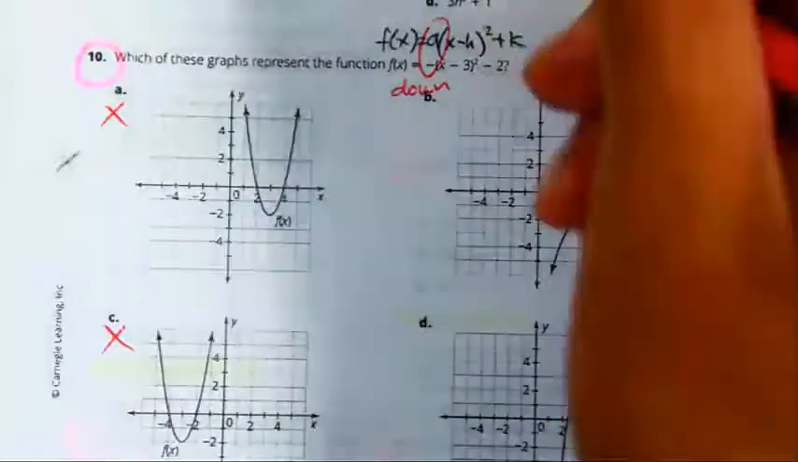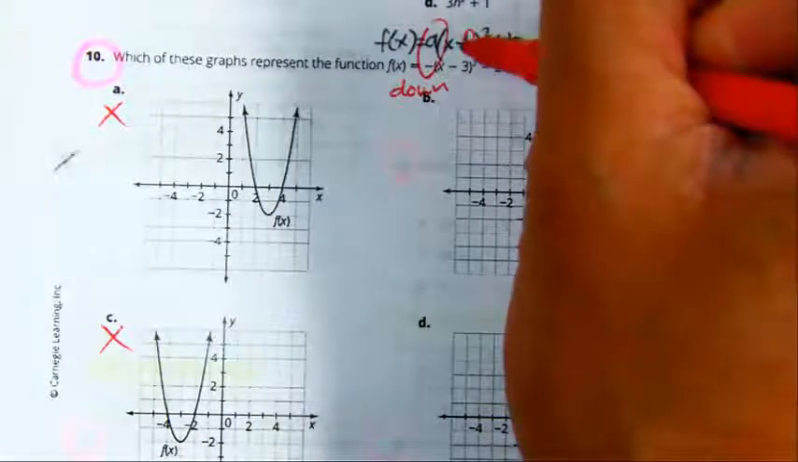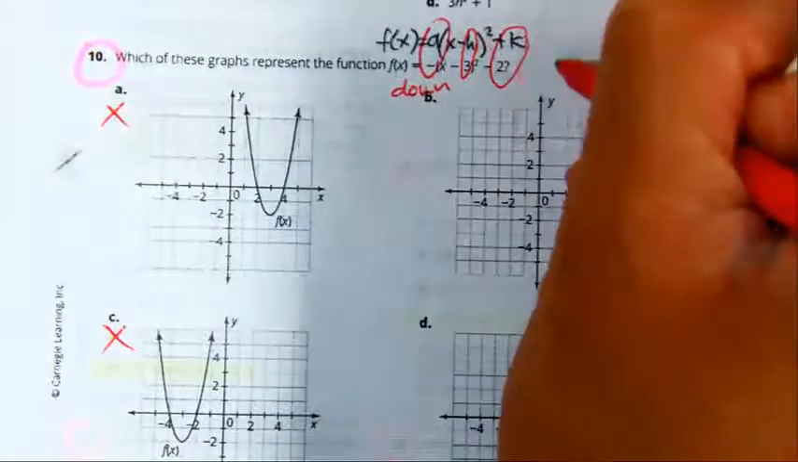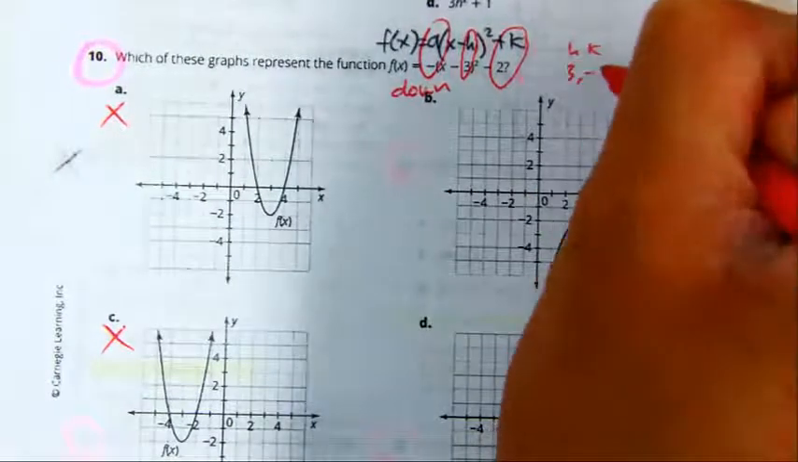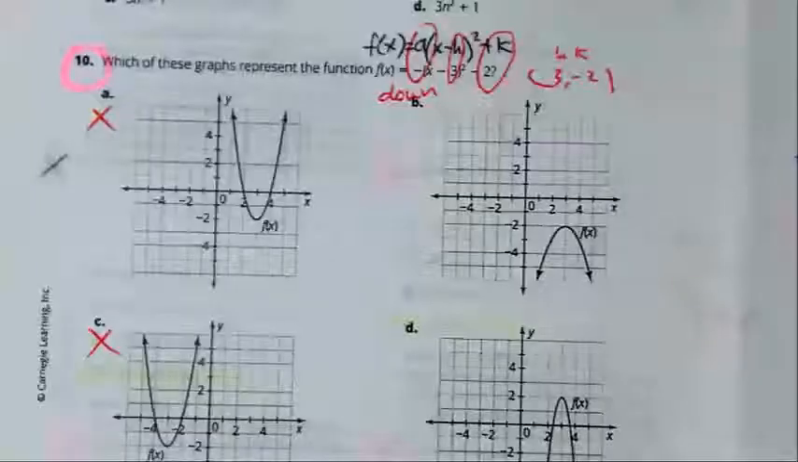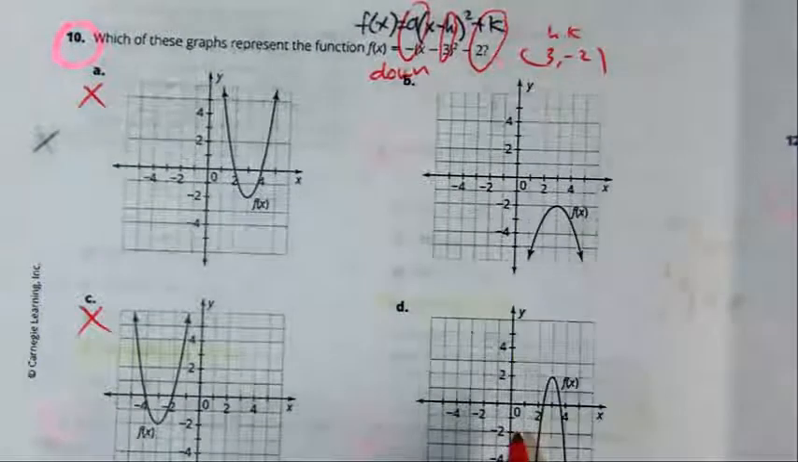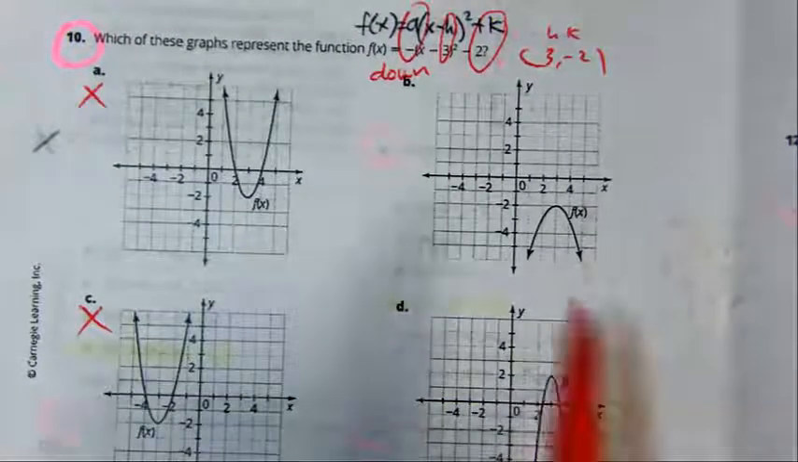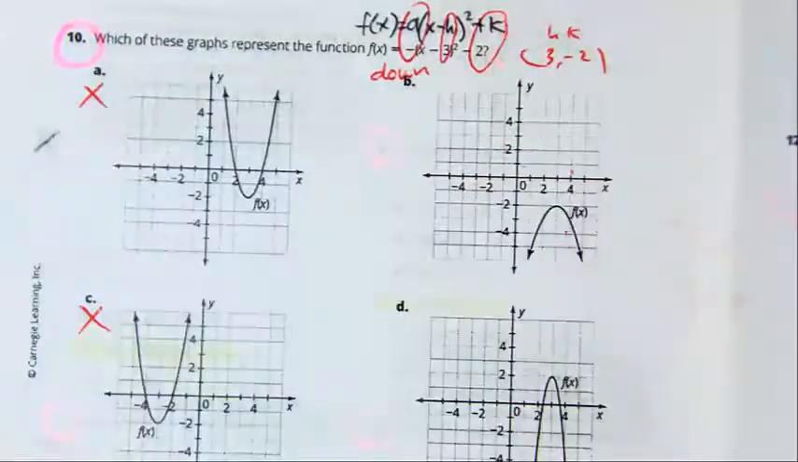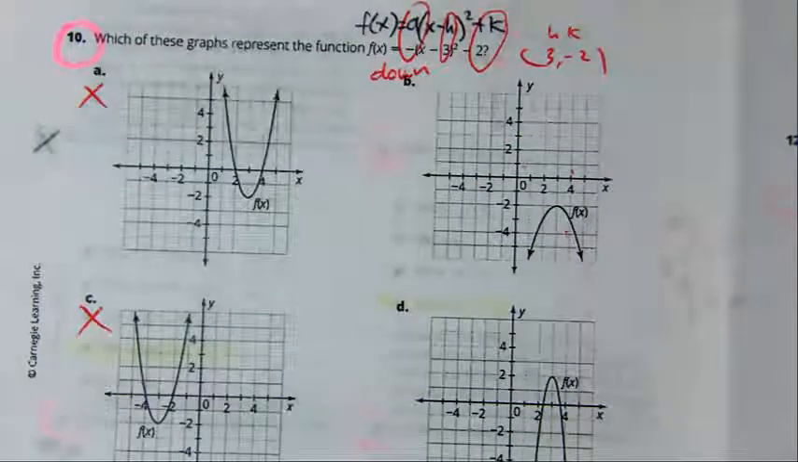Remember, the h value, pay attention there, is 3. The k value is negative 2. So the vertex is (3, negative 2). So I just look for (3, negative 2). This one is (3, positive 2). This one is (3, negative 2). The answer is B.